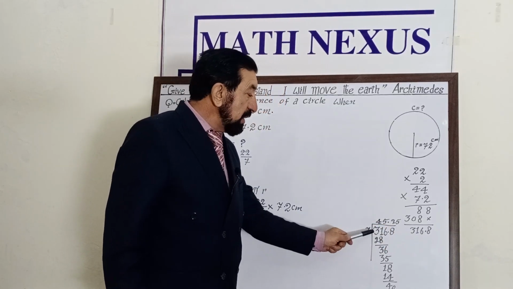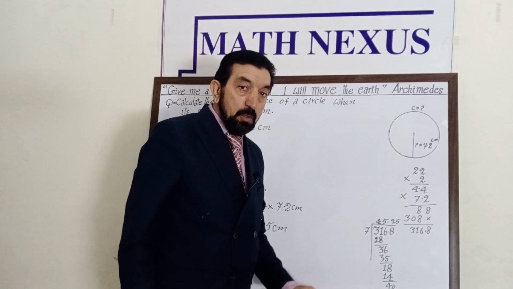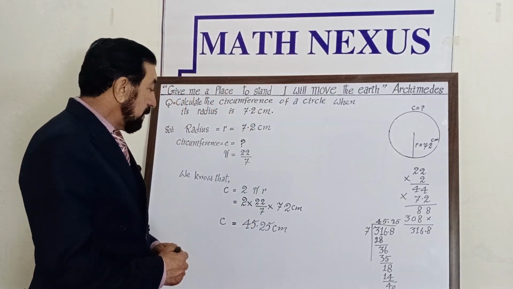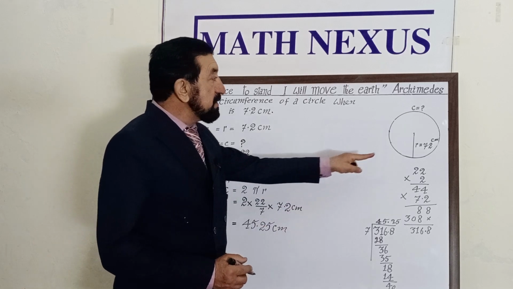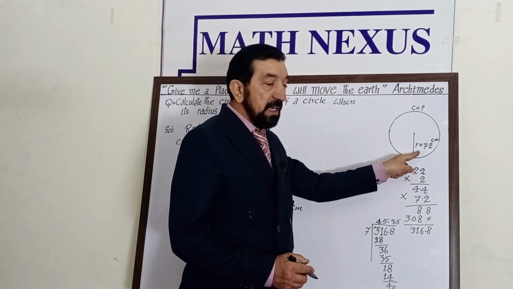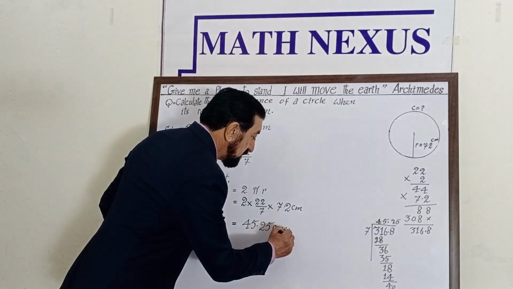316.8. 316.8 upon 7, this is equal to 45.25. 45.25 is the circumference of this circle having radius 7.2 centimeter. This is the answer of the question.